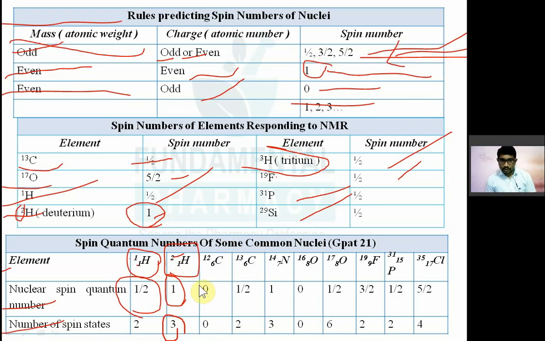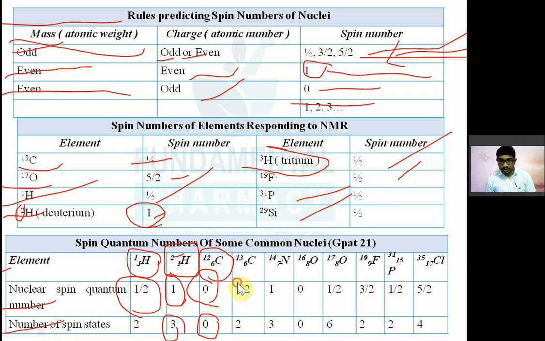Okay. Now again carbon, the normal carbon is C12, so the atomic weight of carbon is 12, and the atomic number of carbon is 6. So again this will give you a 0 spin quantum number, and that's why it will have a 0 spin state. So it is inactive in the NMR.